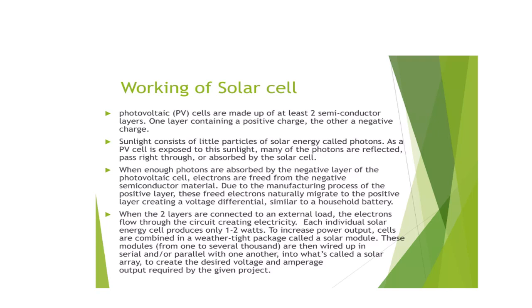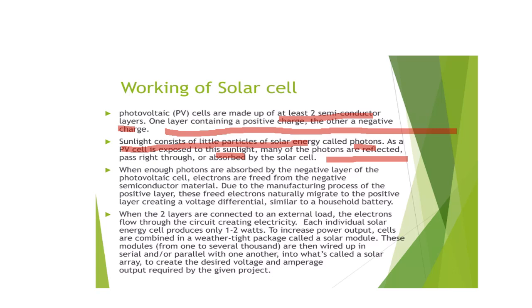The next slide contains the working of the solar cell. PV cells are made up of at least two semiconductor layers. One layer contains a positive charge and the other layer contains a negative charge. Sunlight consists of little particles of solar energy called photons. As a PV cell is exposed to sunlight, many of the photons are reflected, pass right through, or are absorbed by the solar cell.